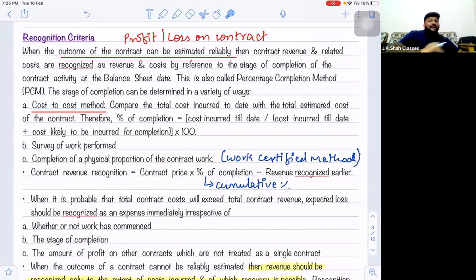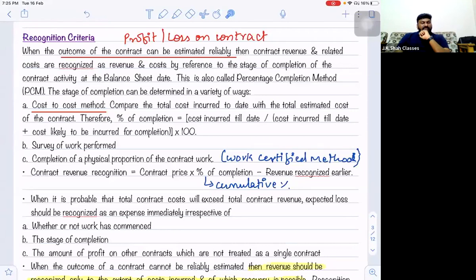But sir, the point arises. The point arises, what if there is an overall loss on contract? Sir, if there is an overall loss on contract, as per AS7, entire loss has to be recorded in the first year itself as an expenditure. What it says, when it is probable that the total contract cost will exceed the contract revenue, expected losses should be recognized as an expense immediately, irrespective of whether the work is commenced or not, whatever be the stage of completion, whether you are having profits on some other contracts.